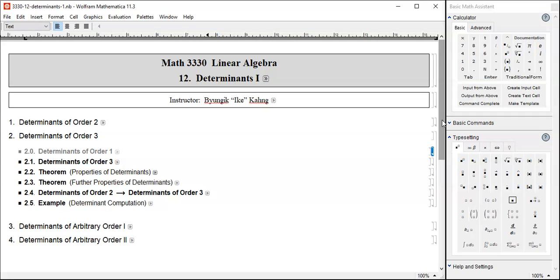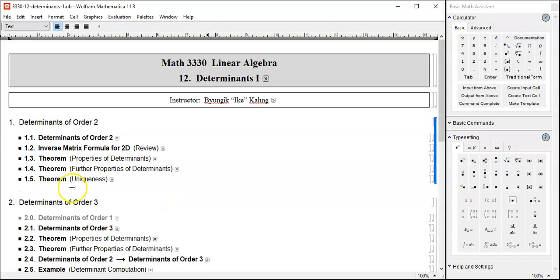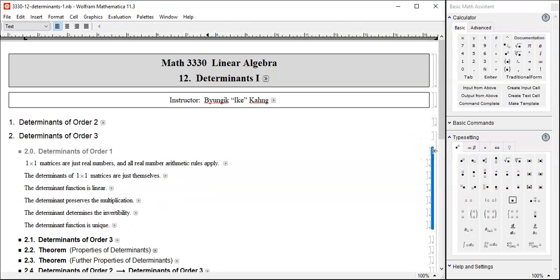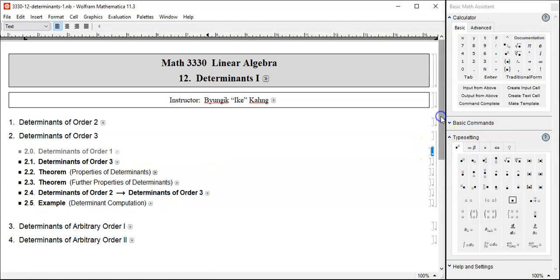This is the review of concepts that we went through for determinants of order 2, from the viewpoint of determinants of order 1. My purpose was to review those concepts, not the techniques. And not coincidentally, we're going to go through the same concepts again for determinants of order 3.